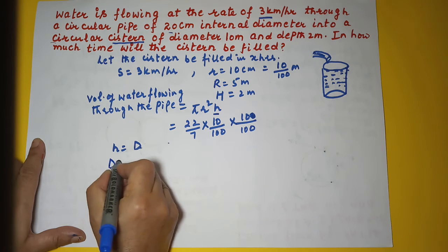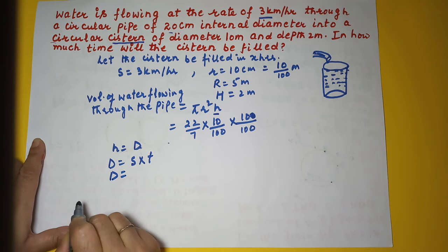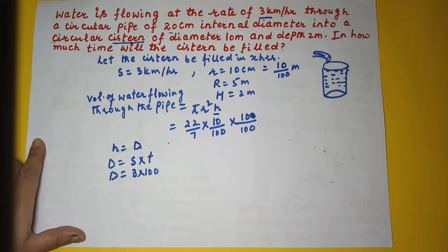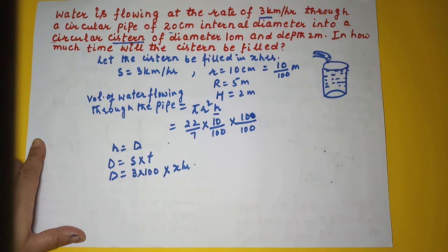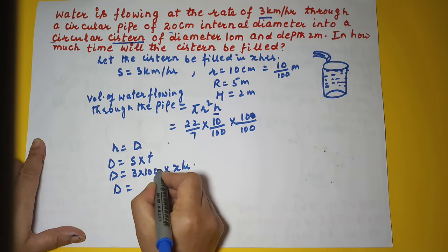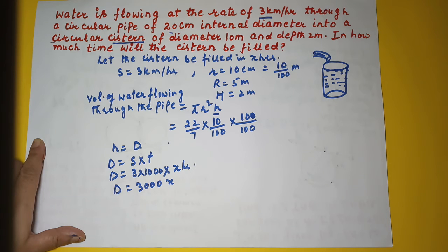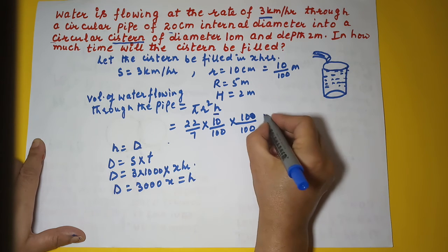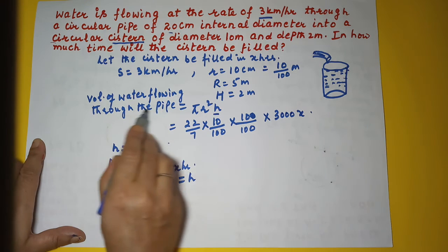So how do we calculate the distance here? Distance is equal to speed into time. So distance is equal to, speed is already given to us. How much is that? 3 kilometer per hour. We can convert that into meters, right? Into time we have kept x hours, right? So my distance is equal to, sorry, this is 3000 into x. Now this becomes the height of this pipe. So I can put the height now as 3000x. Now this is the volume of the water flowing through the pipe.